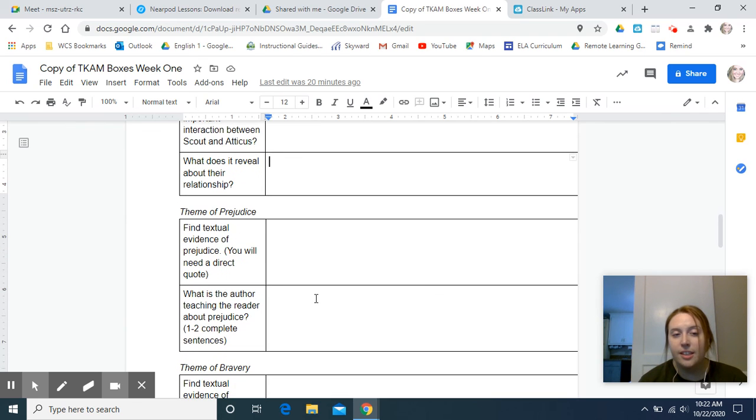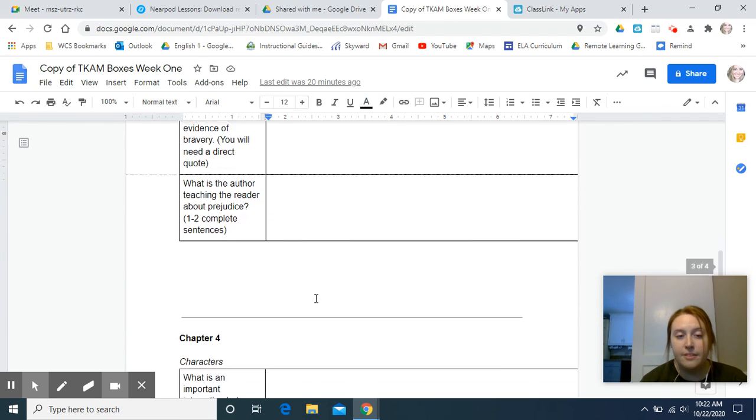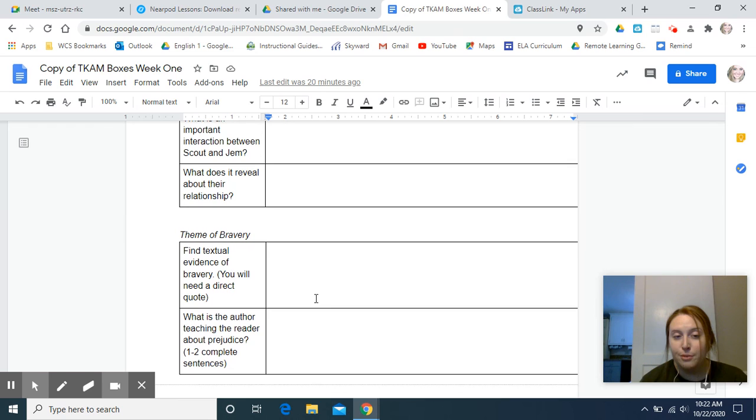Okay, and then I want you to look at the theme of prejudice, the theme of bravery, and then again with chapter 4. Okay, so pick out a quote that shows bravery, and then what is the author trying to teach you, the reader, about prejudice? Okay, and this is just 1 to 2 sentences.